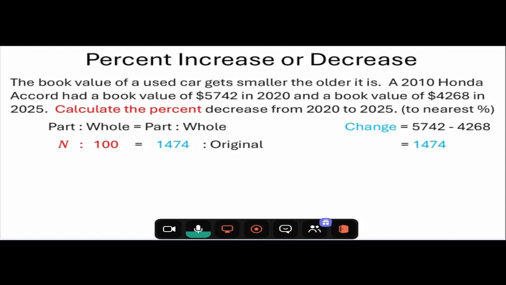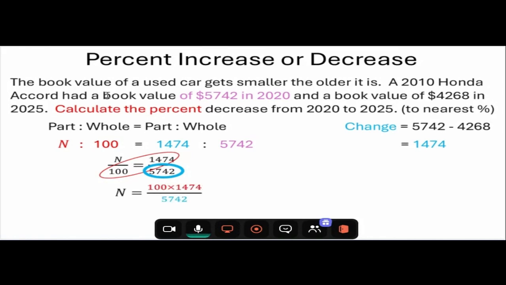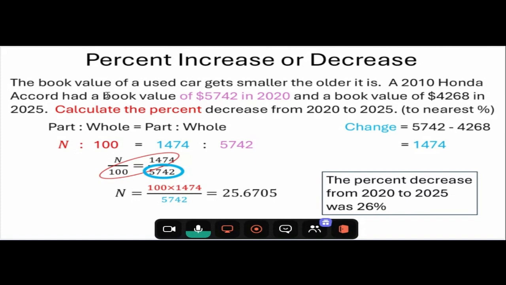And the original, the whole is going to be the original value. So the starting value, which in this case is the bigger one because it started at 57.42 and went down. So that is our whole. There we go. We're set up. And now we're going to turn those into fractions. We're going to identify the cross product that doesn't have a variable in it. It's that one there in red. We're going to multiply those and divide by the other number, like so. 25.6705, and then we want to round that to the nearest whole percent, which looks like 26% in this case.